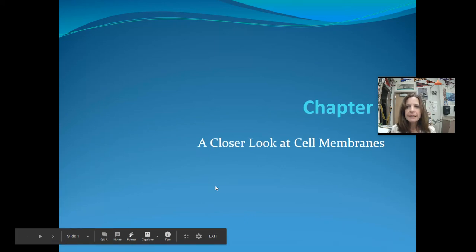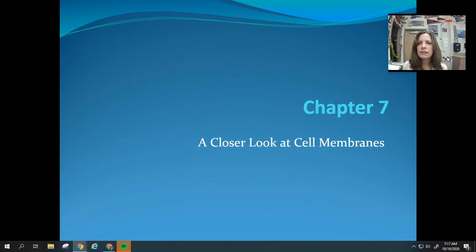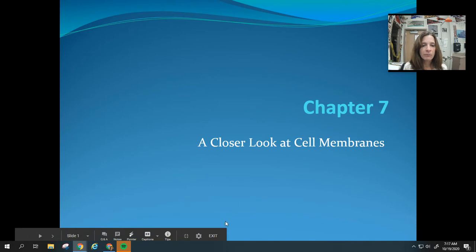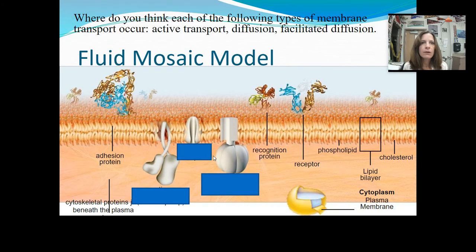Hey everybody, today we are going to look at cell membranes. Okay, so here is a picture of a cell membrane, and I want you to pause and think about where you think the following types of membrane transport occur. So active transport, diffusion, and facilitated diffusion.